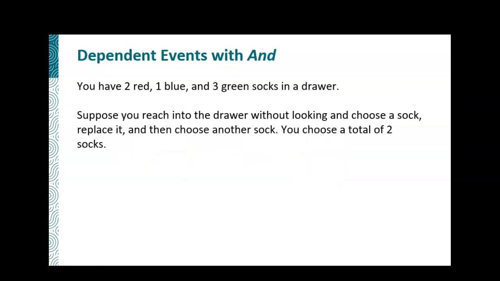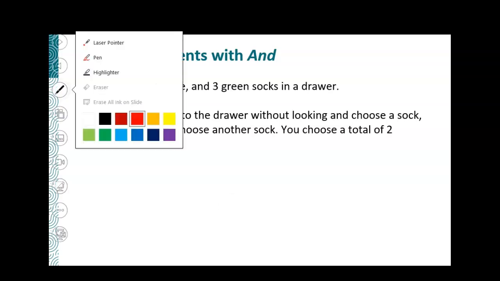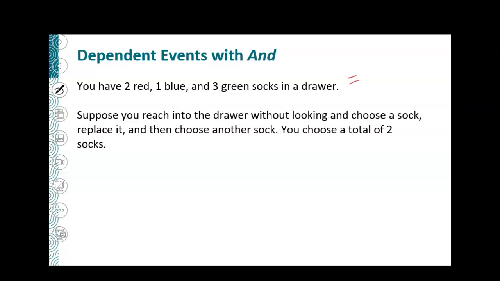Okay, let's switch our brains to dependent events. So, it's still compound, there's still more than one thing happening, but now it's dependent. So, here's the scenario. You have, on your paper, 2 red, 1 blue, and 3 green socks in a drawer. So how many total? 6 socks in a drawer. Okay?